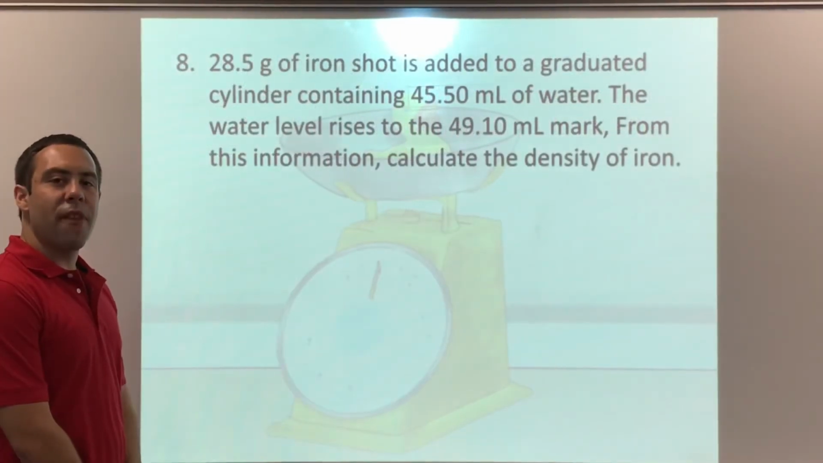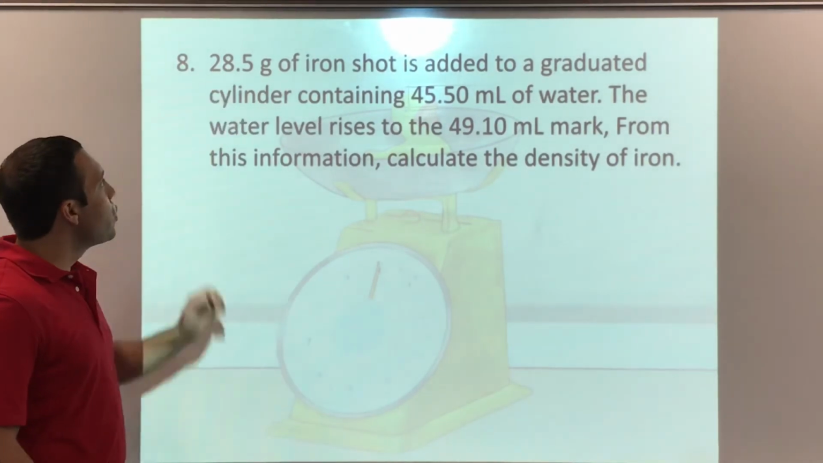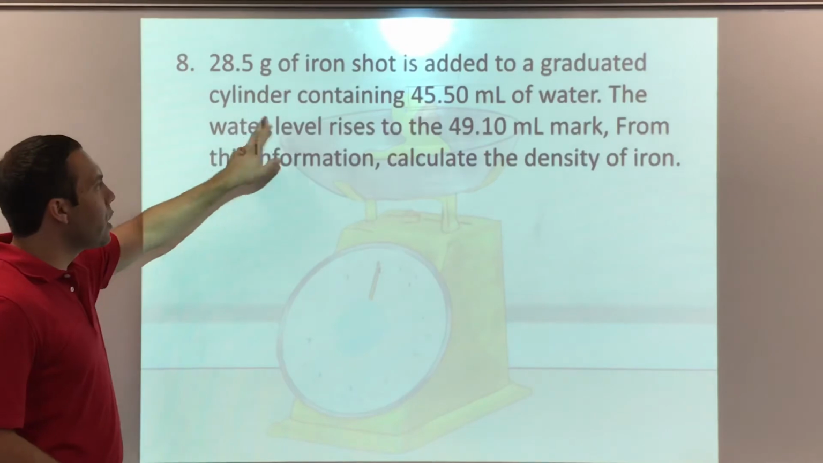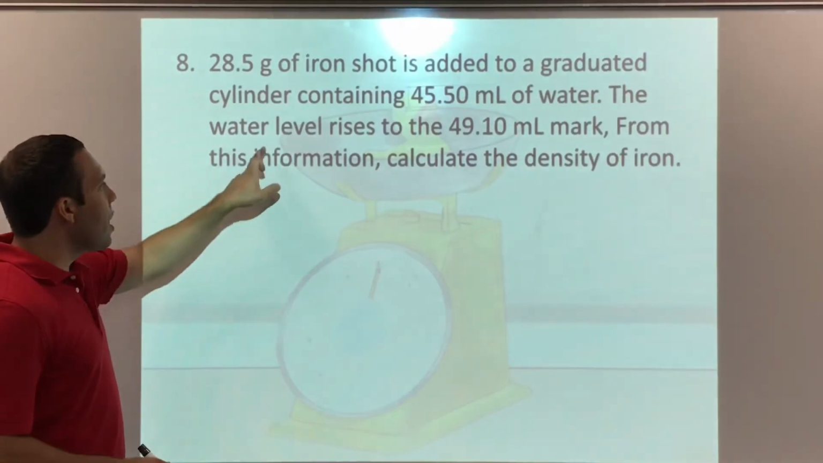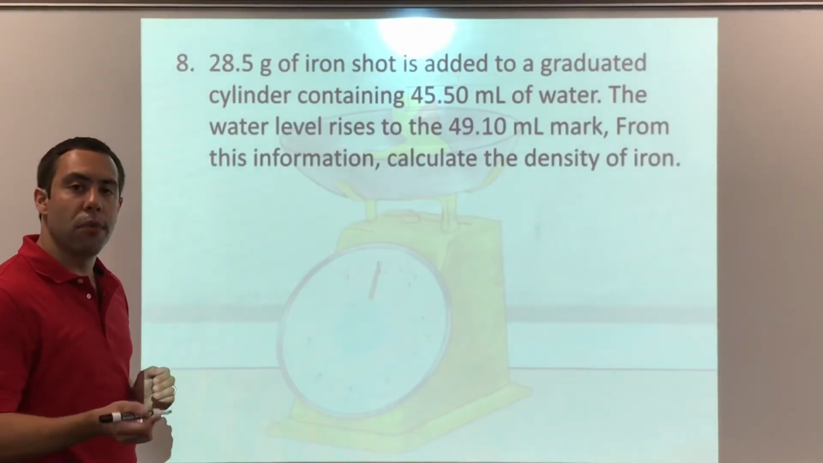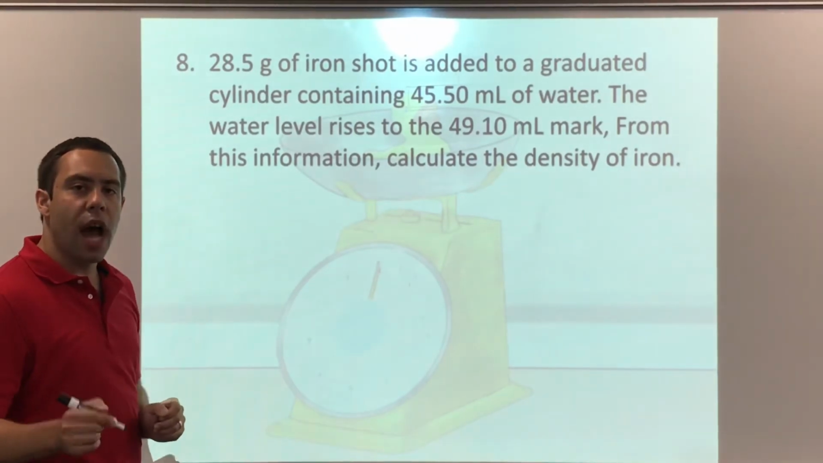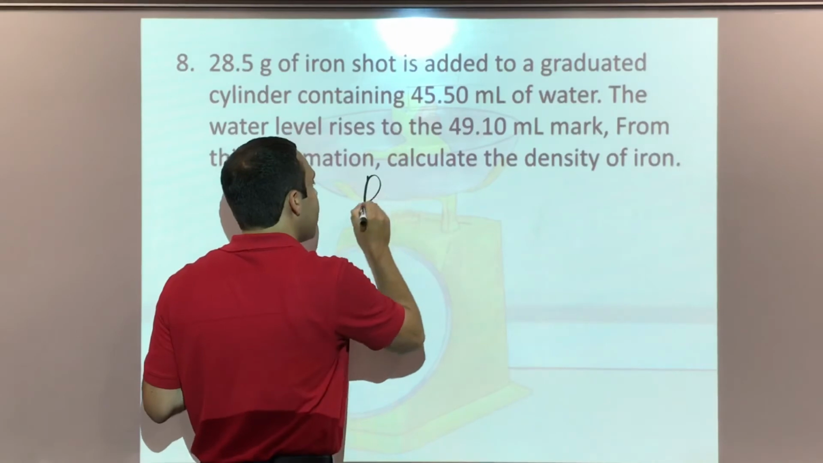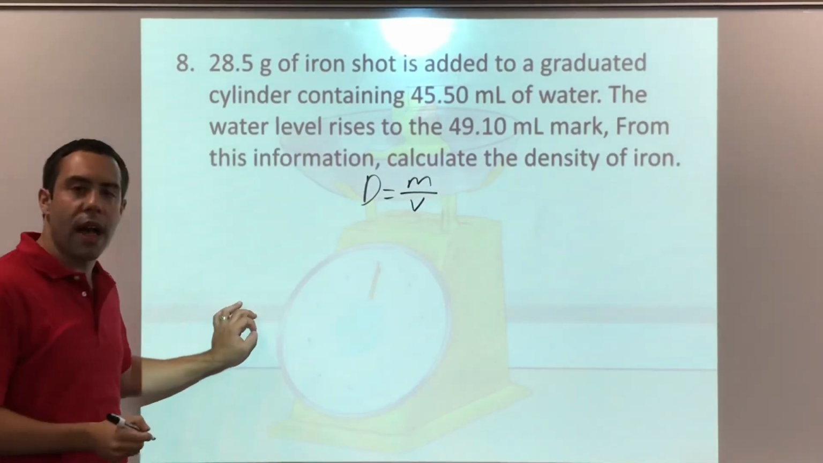And finally, we have practice problem number 8. Problem number 8 states, 28.5 grams of iron shot is added to a graduated cylinder containing 45.50 milliliters of water. The water level rises to the 49.10 milliliter mark. From this information, calculate the density of iron. So we start off this problem as always. We write our formula. D equals M over V, where density equals mass over volume.